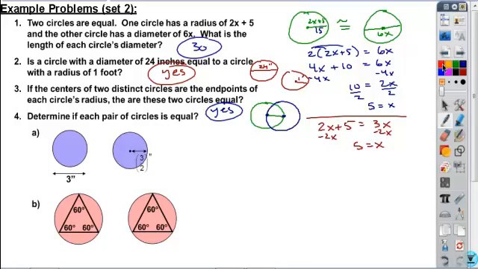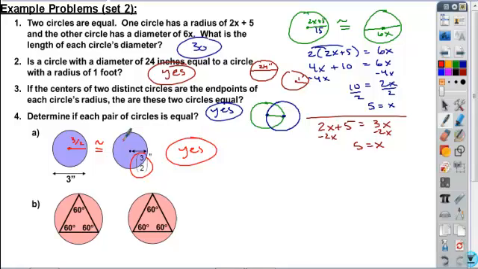Okay, and then the final examples here. If you have a diameter of 3, your radius is going to be half of that, so 3/2 is equal to 3/2. So these are in fact congruent, so yes.